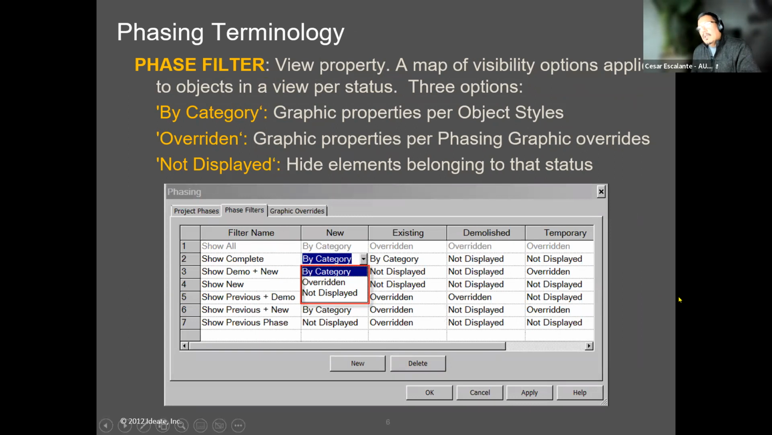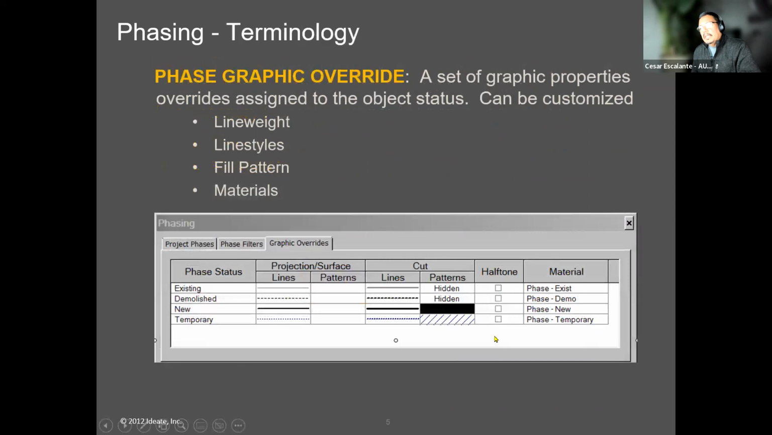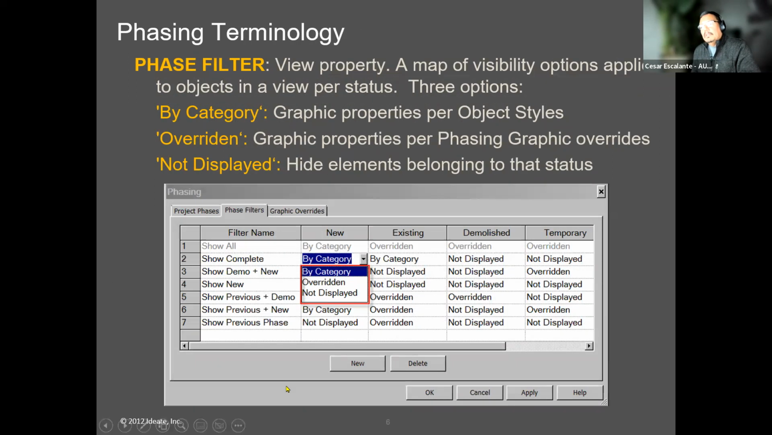And so these are the global settings of the graphic overrides. And the filter is a way to choose how to display the different statuses of the elements according to settings by category, settings overrides, or switch off altogether. Any question here?